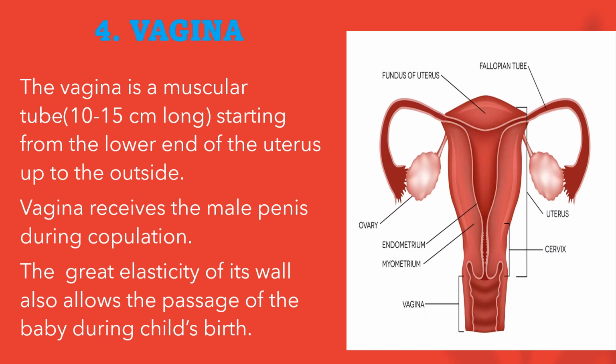Another reproductive organ present in the female reproductive system is the vagina. The vagina is a muscular tube 10 to 15 centimeters long, starting from the lower end of the uterus up to the outside. What is the function of the vagina? The vagina receives the male penis during copulation. Then one more function is there: the great elasticity of its wall allows the passage of the baby during child's birth.